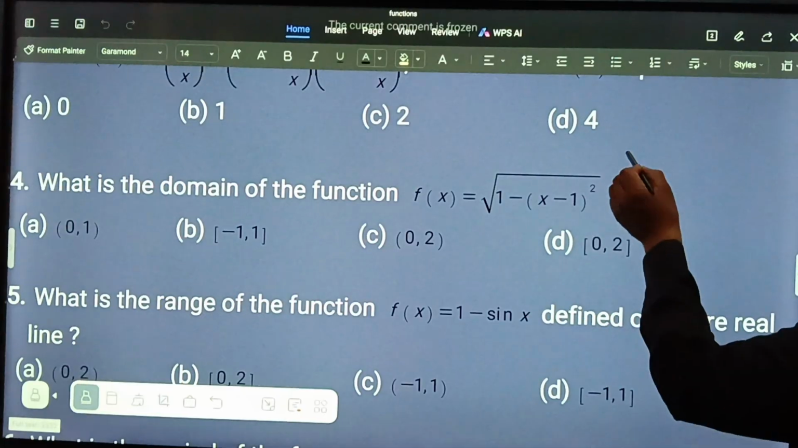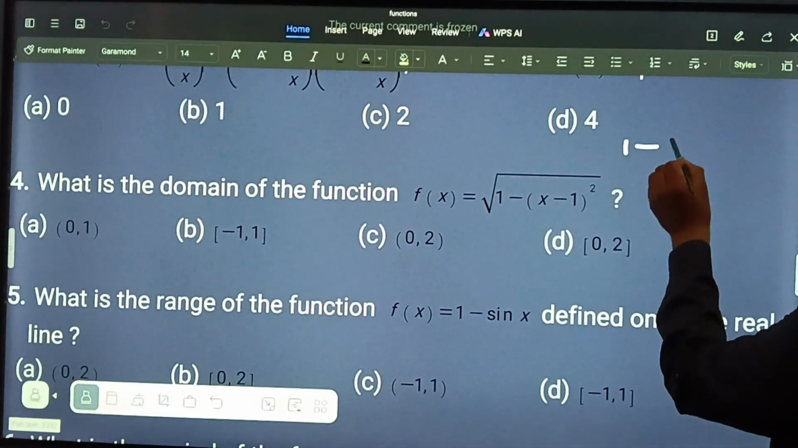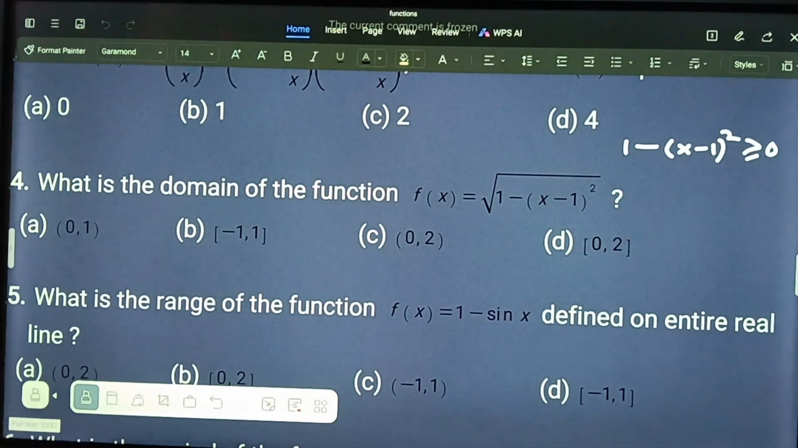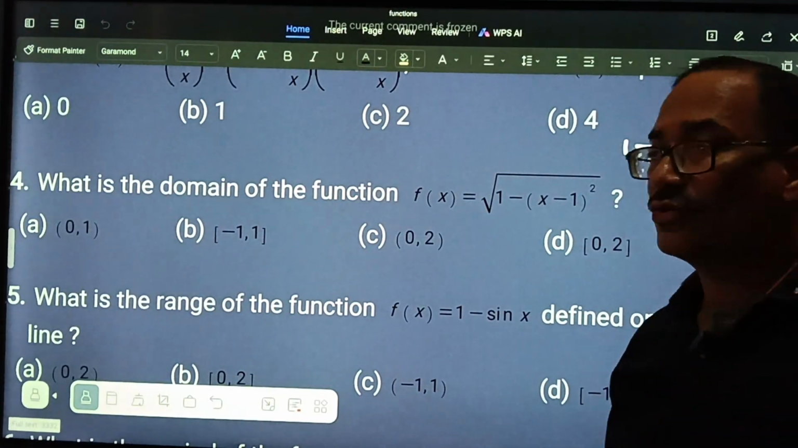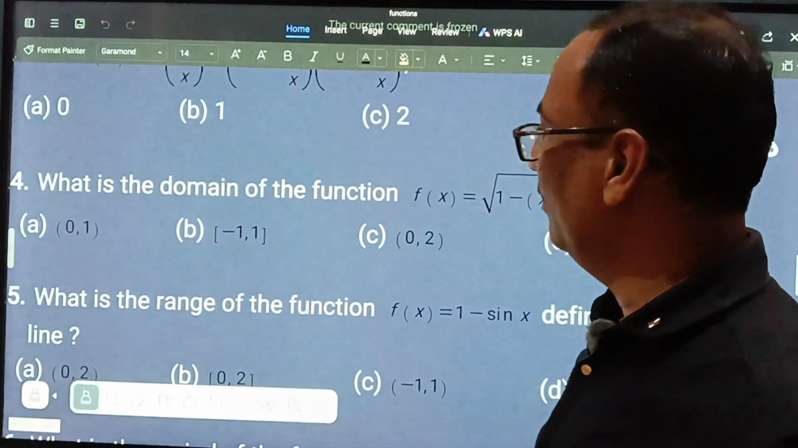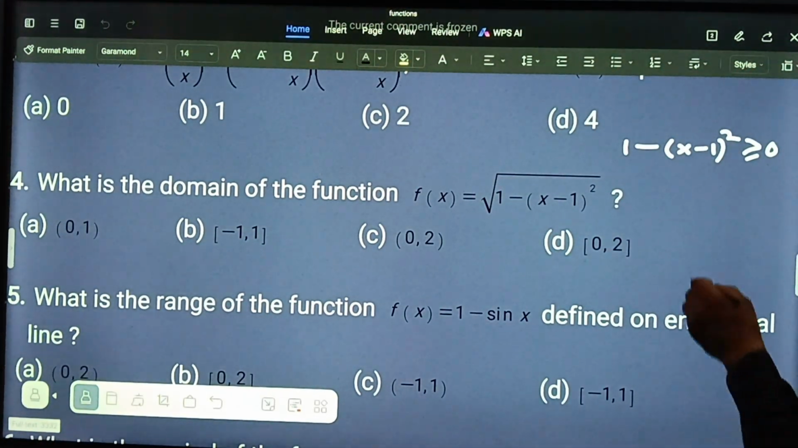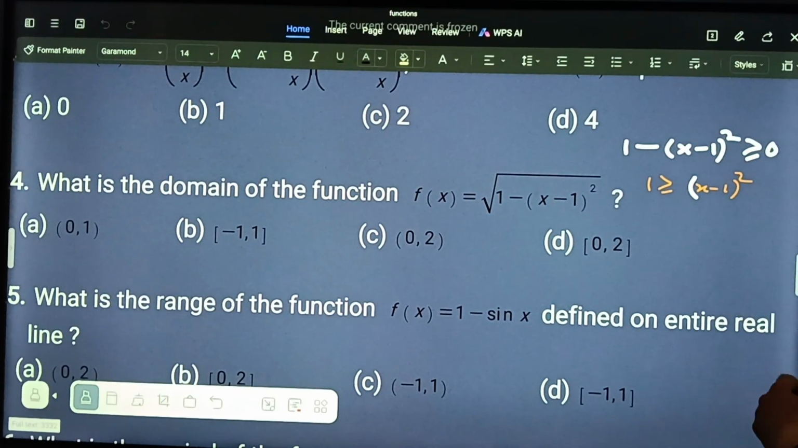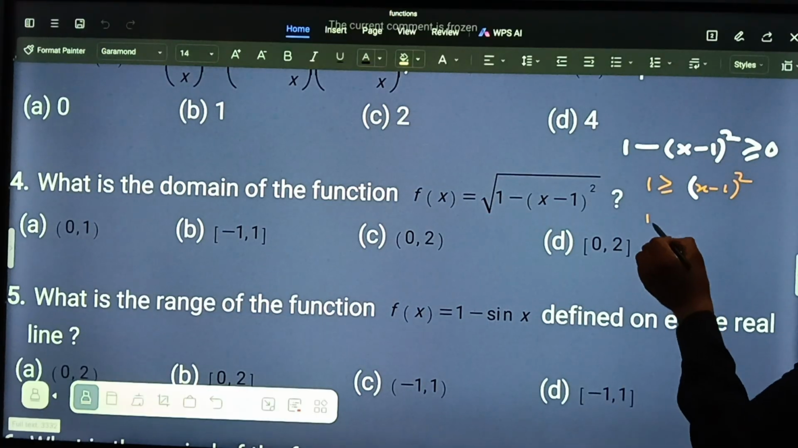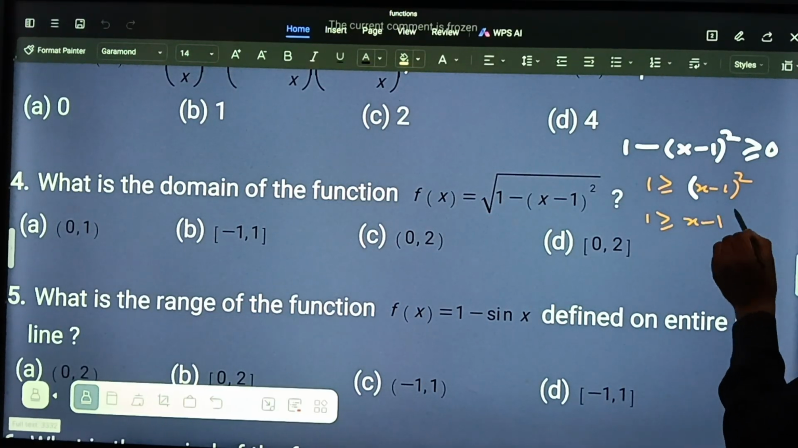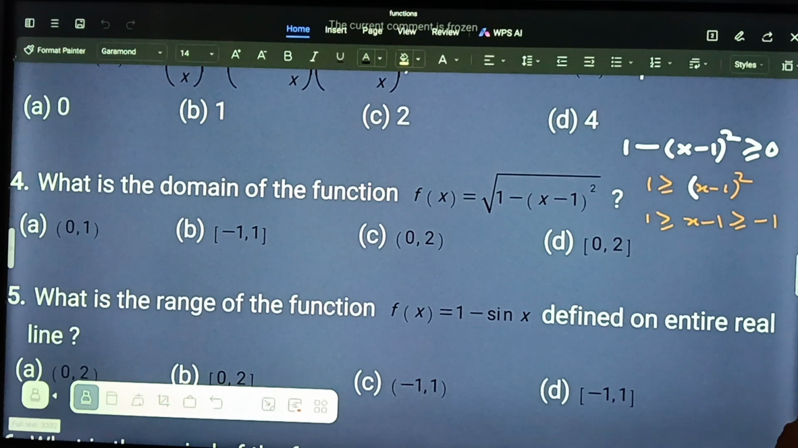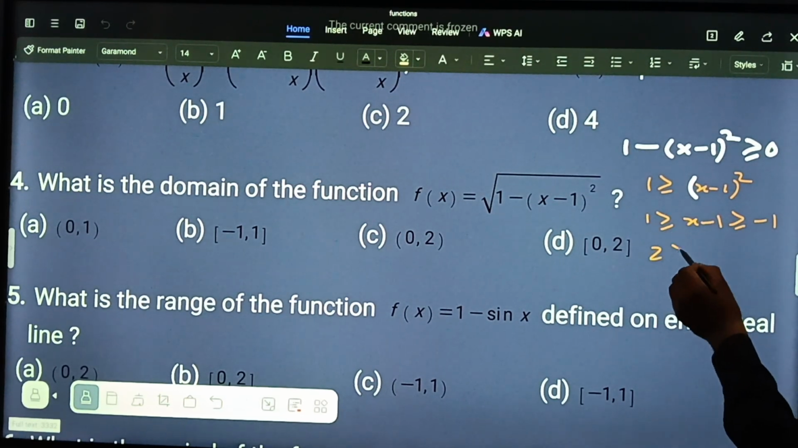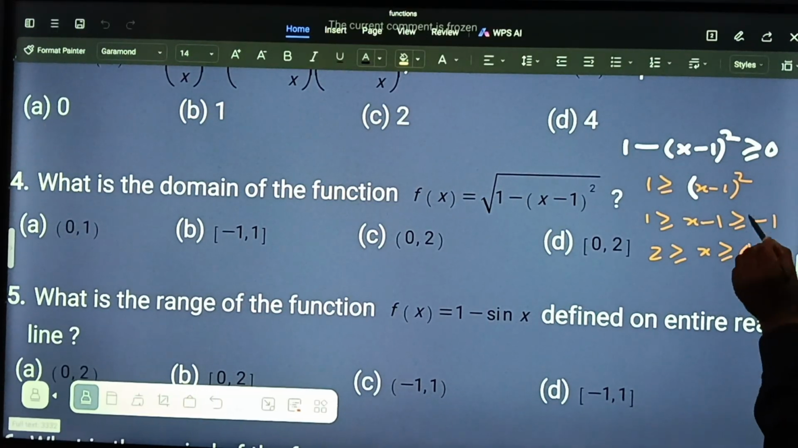That is, here 1 minus (x minus 1) whole square is greater than or equal to 0. This is our condition. A square root is never negative. So it can be expressed as 1 is greater than or equal to (x minus 1) whole square. So taking square root, what we get? 1 is greater than or equal to x minus 1, which is greater than or equal to minus 1. Now adding 1 on all sides, what we get? 2 is greater than or equal to x is greater than or equal to 0.